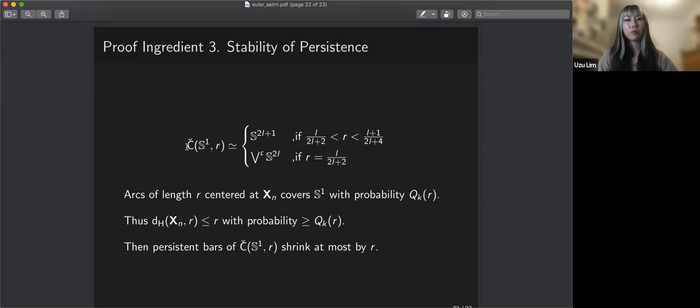This result is not my result, what's stated here. It's about the Čech complex of the full circle at radius r, and it's infinite, like you have all of the points on the circle to construct the Čech complex. And it turns out that there is this phase transition sort of behavior again, where you get S1 and then S3 and S5 and so on according to these interval values. And that's exactly what contributes to the plateaus from the jump and plateau thing you saw earlier.